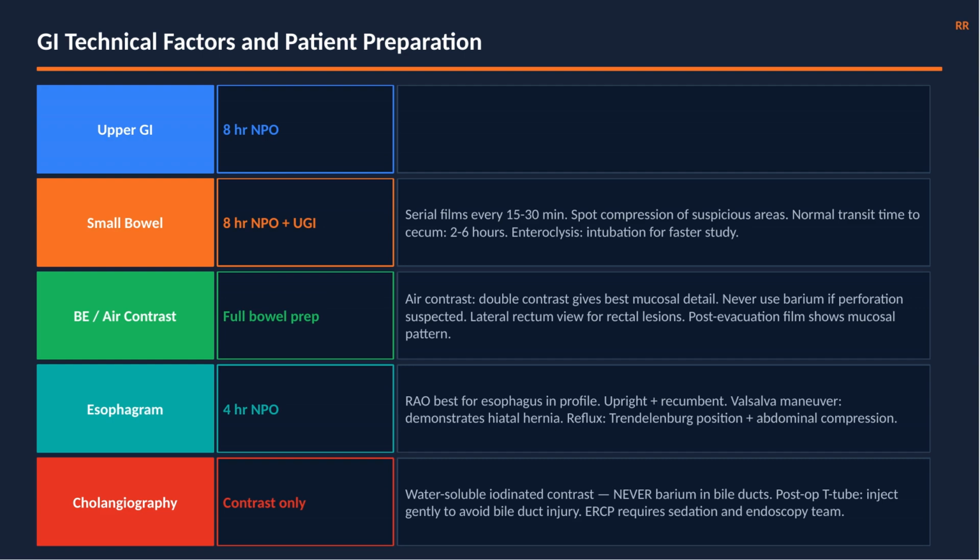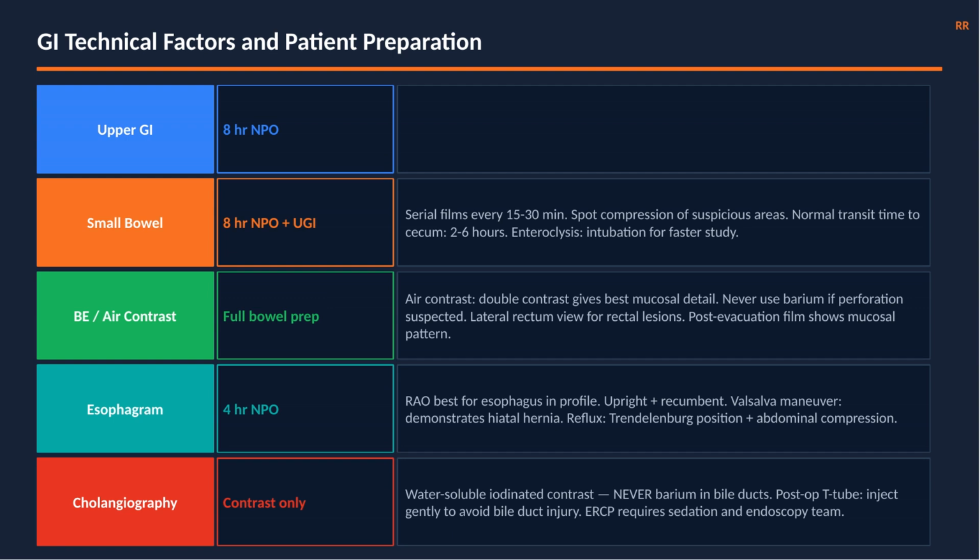Normal transit to the cecum is 2 to 6 hours. Air contrast barium enema: full bowel prep the night before. Double contrast gives superior mucosal detail. Never barium if perforation is suspected or toxic megacolon is present. A post-evacuation film shows the mucosal pattern when the barium is drained. Esophagram: 4-hour NPO. RAO is the best profile view. Valsalva and Trendelenburg for reflux and hiatal hernia.